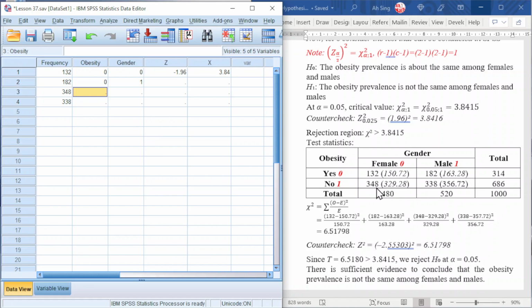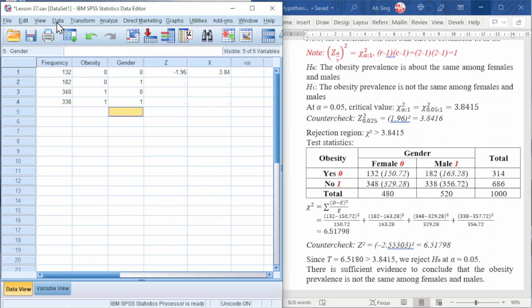Next we have 348, 1 for no, 0 for female. We should enter 1 followed by 0. And for the last value we have 1, 1. After finishing entering, we will now be able to compute the test statistic.